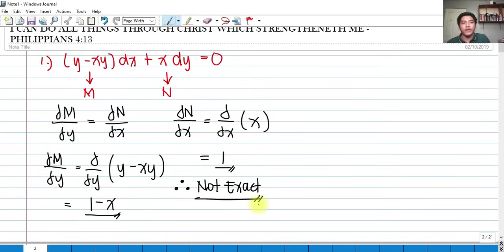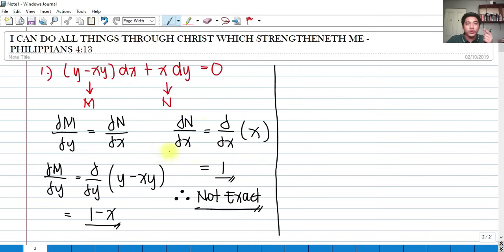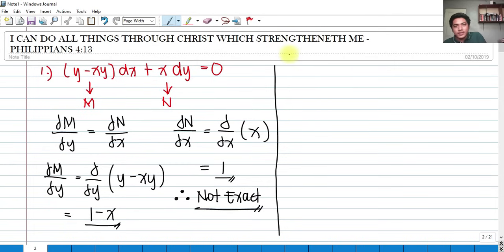It's not exact. Okay? And so we will be using the formula here to get the integrating factor, which, if multiplied to the whole equation here, would make the DE exact. So let's try formula number 1. Formula number 1 states that 1 over N times the partial of M with respect to y minus the partial of N with respect to x is equal to f of x.